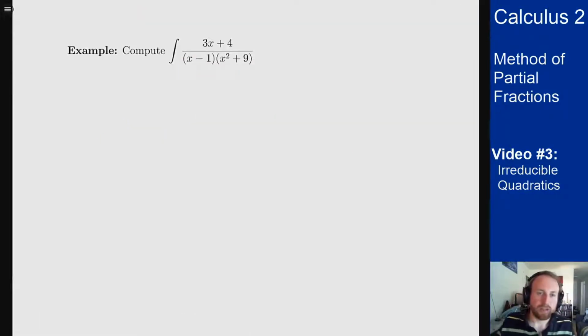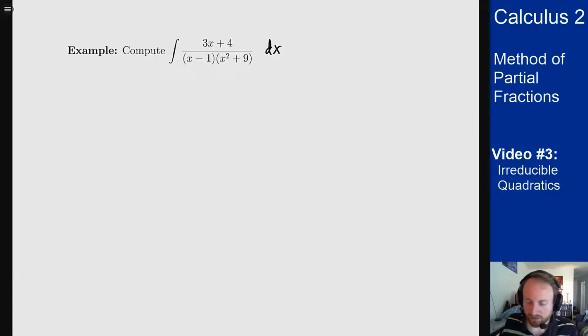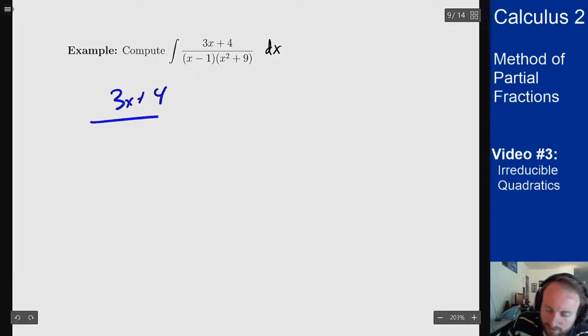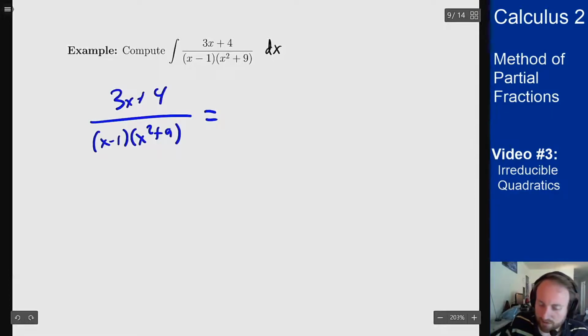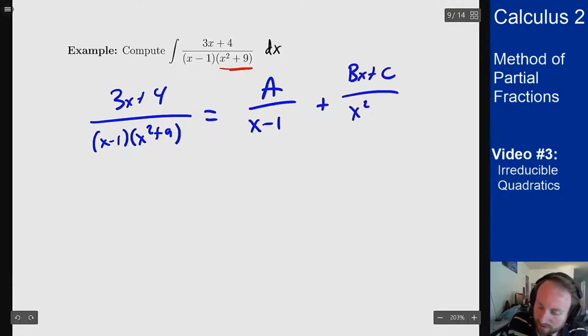So let's work out this example here: 3x plus 4 over x minus 1, x squared plus 9. What does my partial fraction decomposition look like? The first step is always find the form and then find the coefficients for the partial fraction decomposition. My decomposition says I should have 3x plus 4 over the denominator equals a over x minus 1, plus, since x squared plus 9 is an irreducible quadratic with no real roots, bx plus c over x squared plus 9.